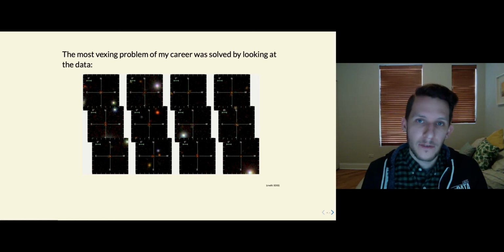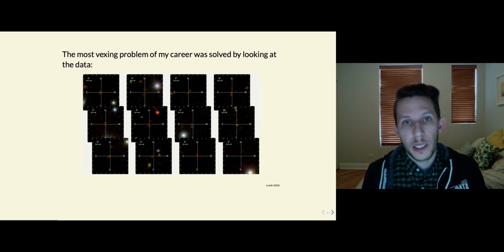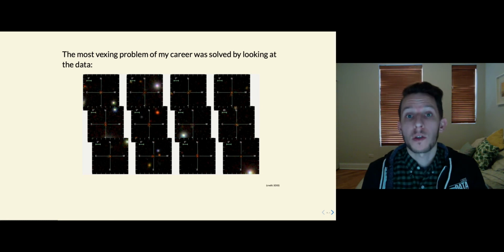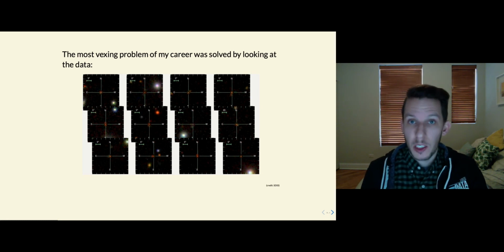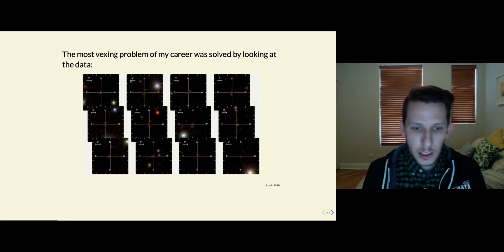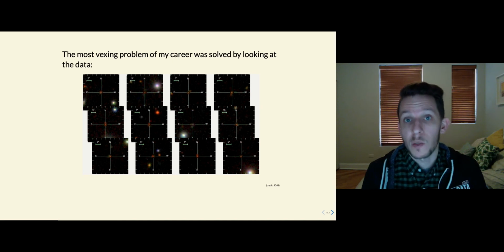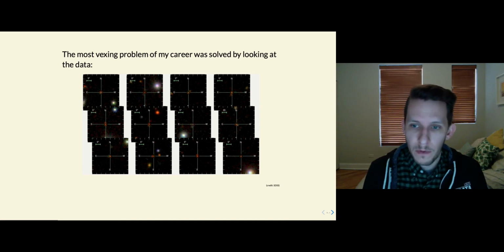I tried all kinds of different solutions, none of them really correcting the problem, until one day I said, okay, I'm just going to look at thousands of images of Sloan galaxies and stars to try to figure out what's going on here. And here's a short rogues gallery that essentially provides the answer for this particular problem that was plaguing me for months.